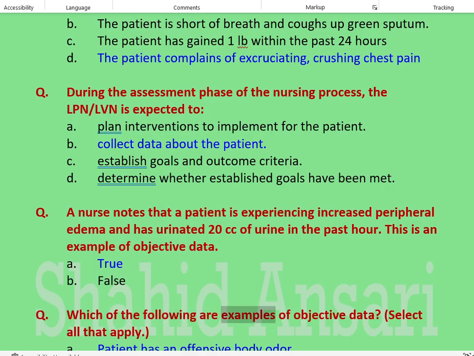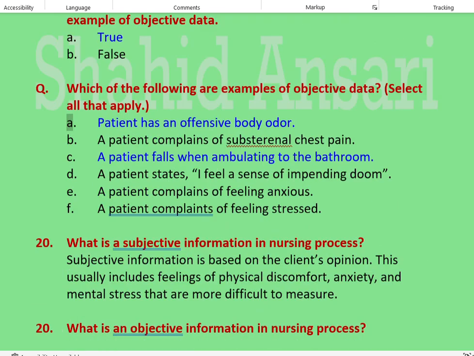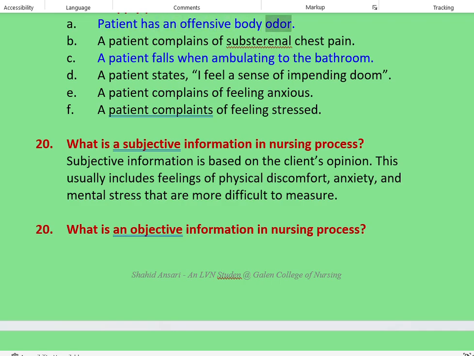Q. Which of the following are examples of objective data? Select all that apply. A. Patient has an offensive body odor. B. A patient complains of substernal chest pain. C. A patient falls when ambulating to the bathroom. D. A patient states, "I feel a sense of impending doom." E. A patient complains of feeling anxious. F. A patient complains of feeling stressed.